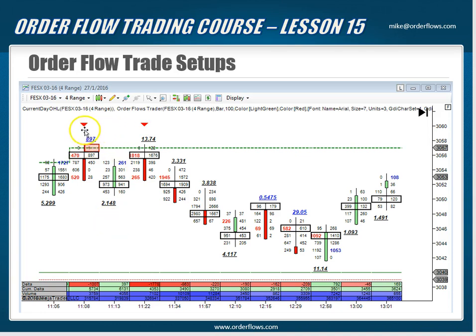Same setup. You come up to the high, you have a divergence, circle back up to that high where you have the single print. Again, you got a divergence. It's telling you, if you're not short off this first bar here, getting short somewhere in the second bar is the ideal entry, somewhere near this point of control.